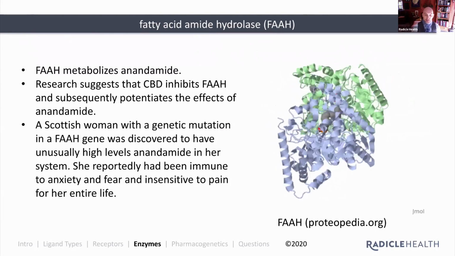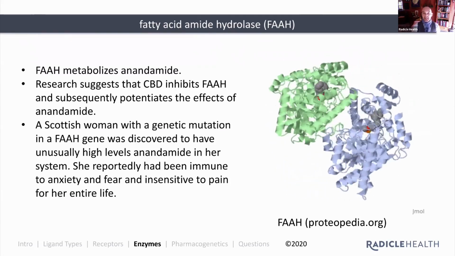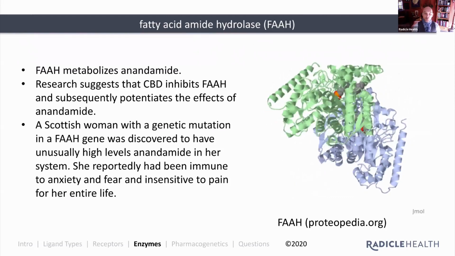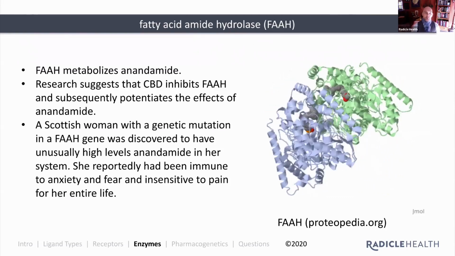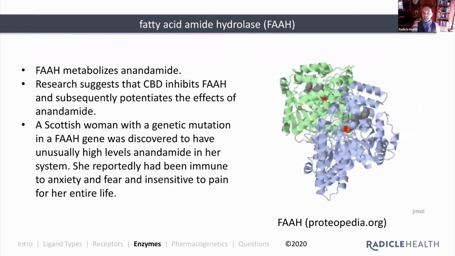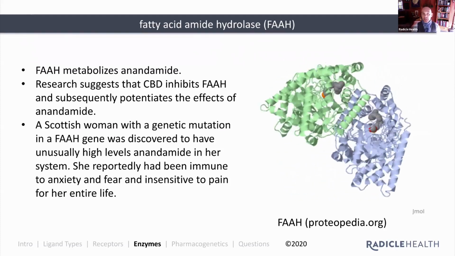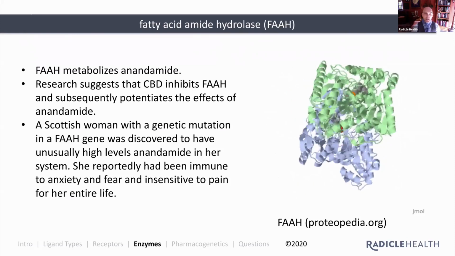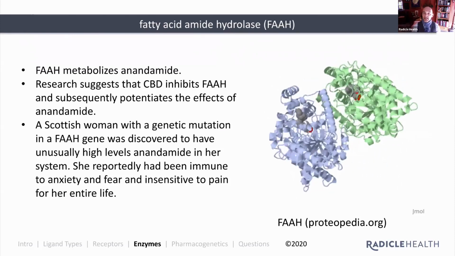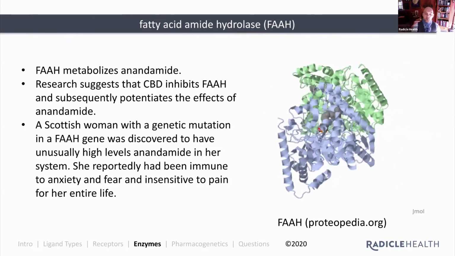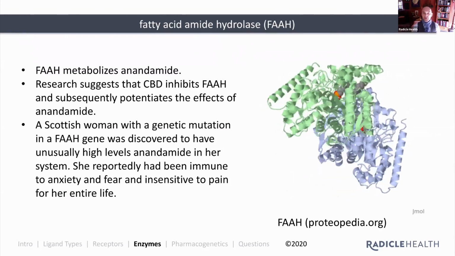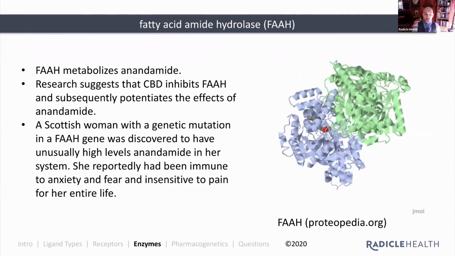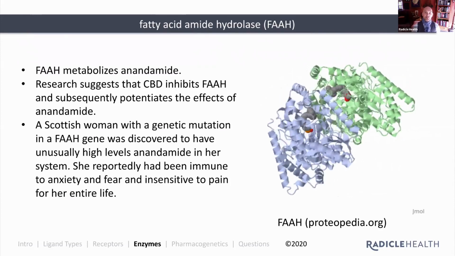There was a really fascinating case study that was reported last year, a woman in Scotland. She had a genetic mutation where she produced very little FAAH, if any at all. And when they tested her levels of anandamide, they were kind of off the charts. She had very high levels of anandamide. She had reported that she was immune to anxiety and fear. She didn't know what those emotions felt like. And she was insensitive to pain and had been her entire life.